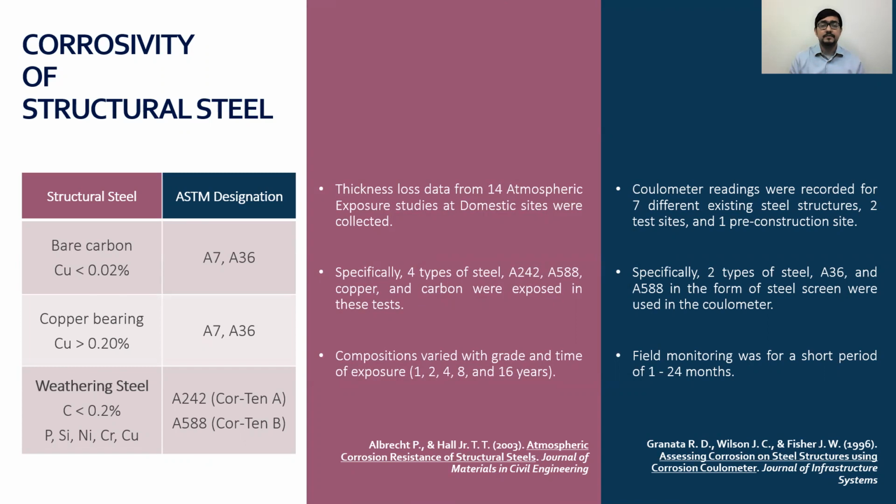The American Society for Testing Materials categorized these three types of structural steels into standard designations for their specific use. For example, A7 steels are used for bridges and buildings. A36 are carbon structural steels, whereas A242 and A588 steels are referred as HSLA, that is, high-strength, low-alloy structural steels.